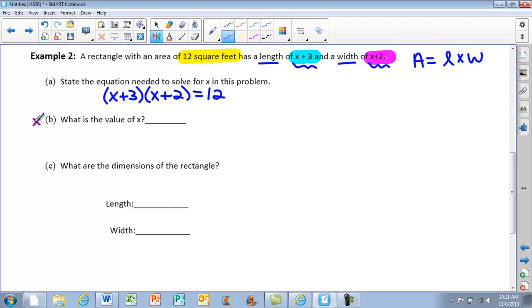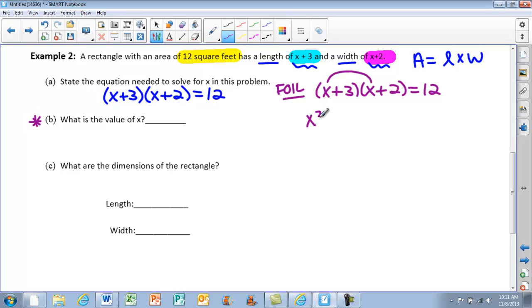Now, part B, that's where we have a lot of work to do. We have to find out what is the value of x. Well, in order to solve, we need to make sure we get our equation equal to 0. So I'm just going to rewrite it off to the side here, which you guys should do too, because we have a lot of room for work. In order to solve this, we need to start by FOILing out our two binomials on the left-hand side of the equal sign. So let's go ahead and do that.